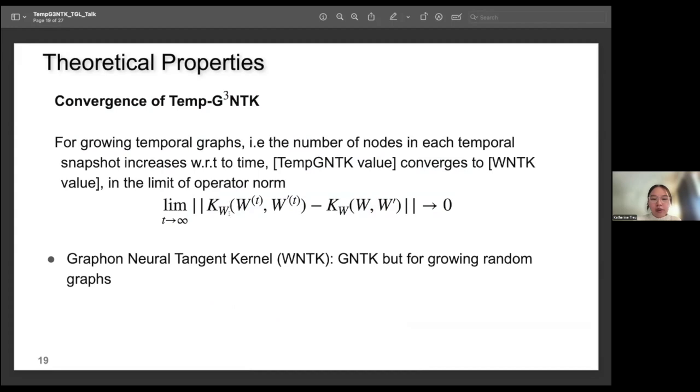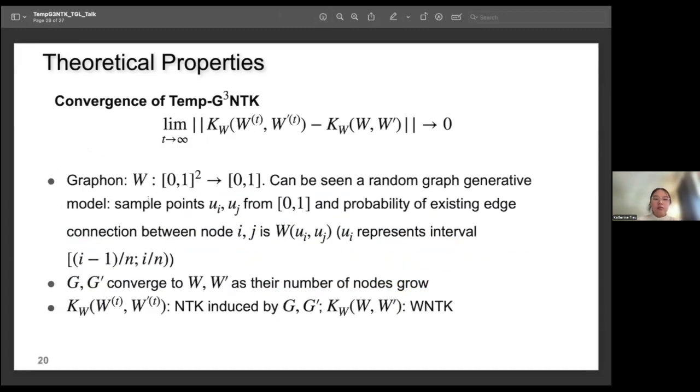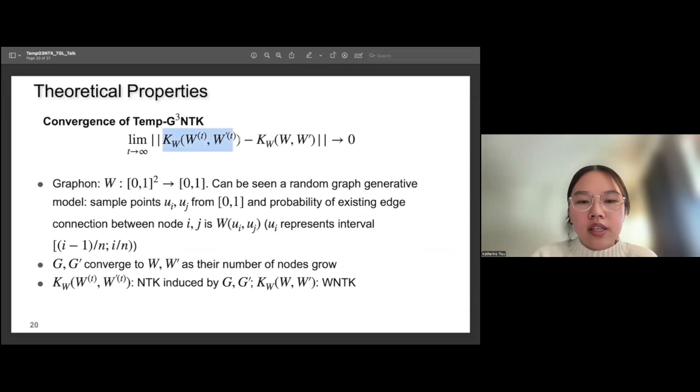So I will start by explaining the terms in the theorem. First of all, the Graphon neural tangent kernel, whose acronym is WNTK, is basically NTK, but for growing random graphs. So this theorem states that our tangent kernel for two graphs has an object limit, which is the Graphon NTK.